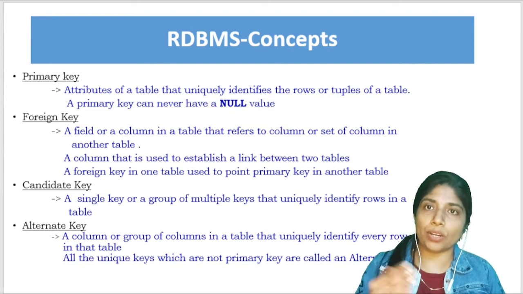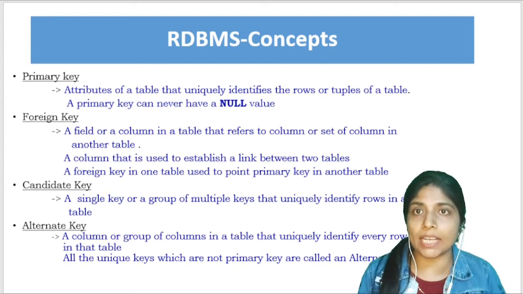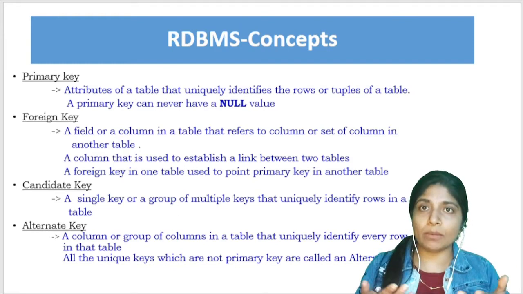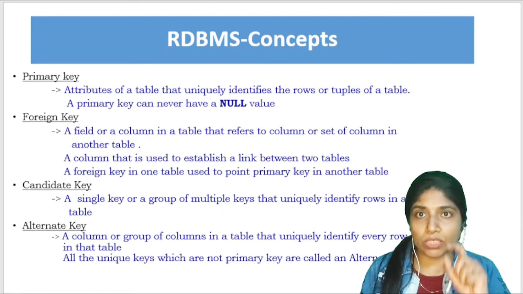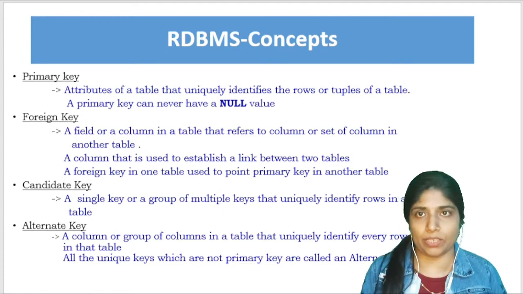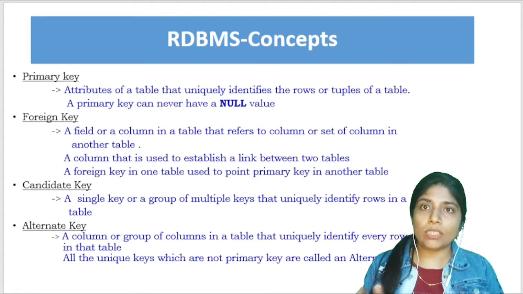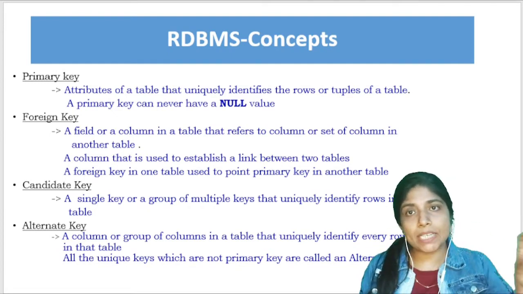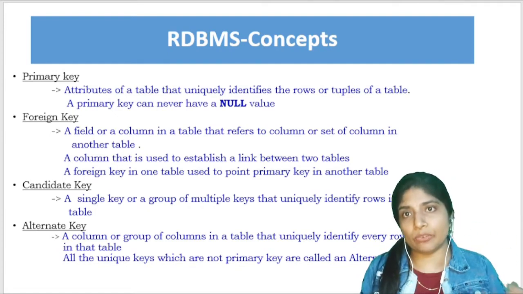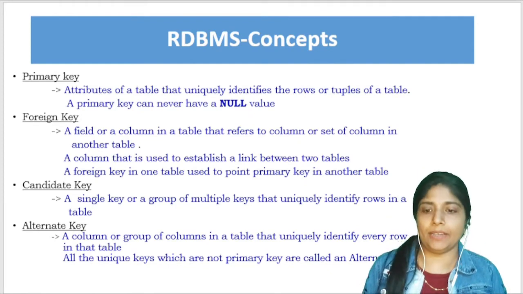In a school or in a class, roll number is a primary key. If you are talking about a school, admission number can be the primary key because it will be unique for each student. So in a table, which key can be used to represent each row uniquely? That particular key is called primary key.